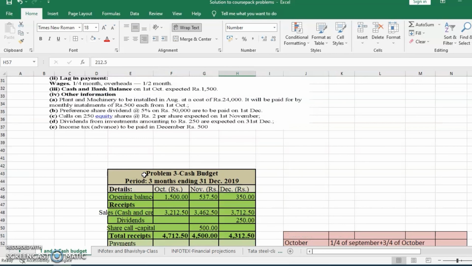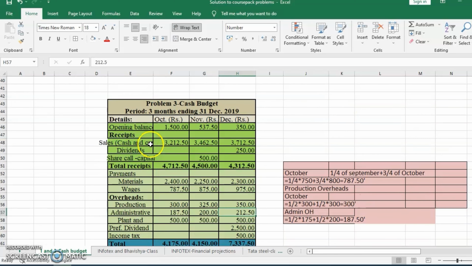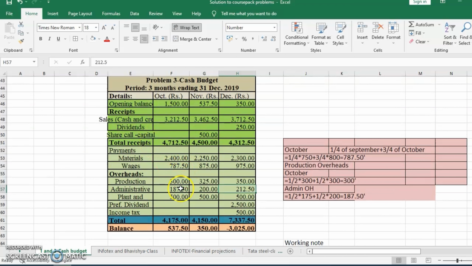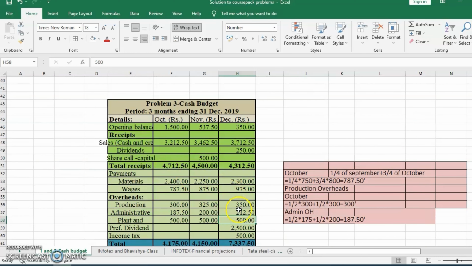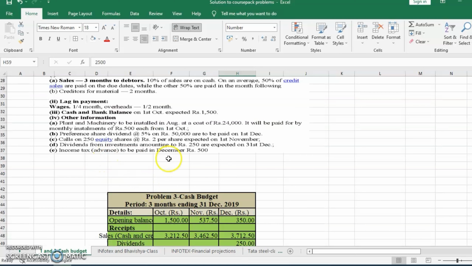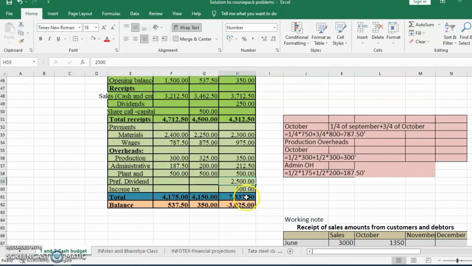Plant during the year. They very clearly said that plant and machinery has to be installed in August at the cost of 24,000, and the installment paid is around 500 rupees each from 1st October. So we have 500, 500, 500 as the installment amount. Preference dividend is paid, which is around 2,500 rupees, 5% on 50,000 is 2,500 rupees. And income tax paid is around 500 rupees, and that is also done.